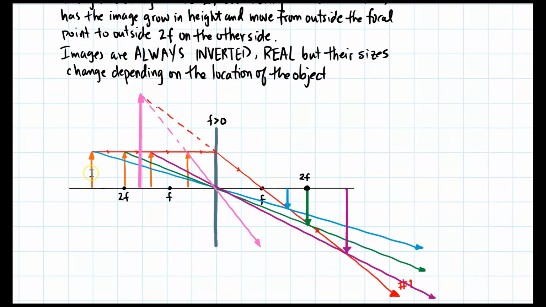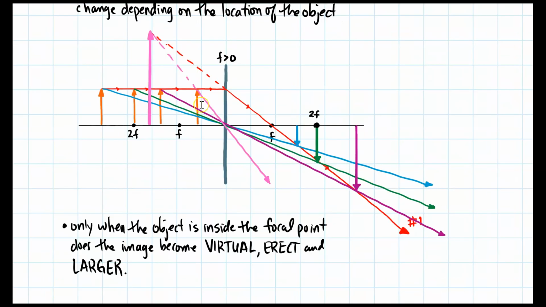So that means as I look at the orange, except for inside the focal point, these three diagrams see the image move out. You could see the blue, the green, and the violet. The only time that is not true is when the object is inside the focal point. Let's write about that. Only when the object is inside the focal point does the image become virtual, erect, and larger.